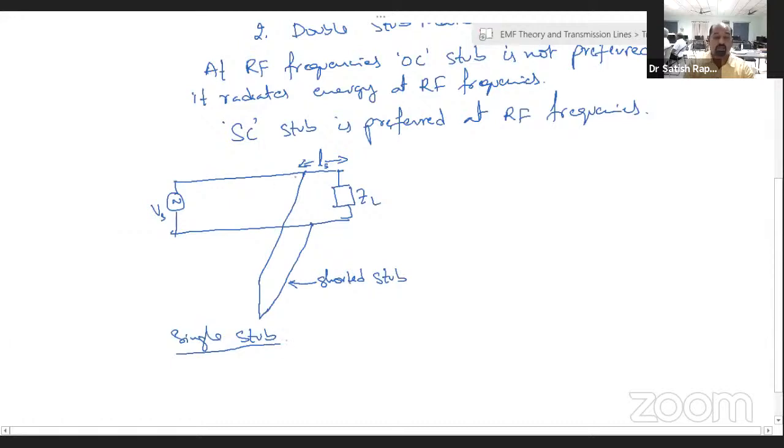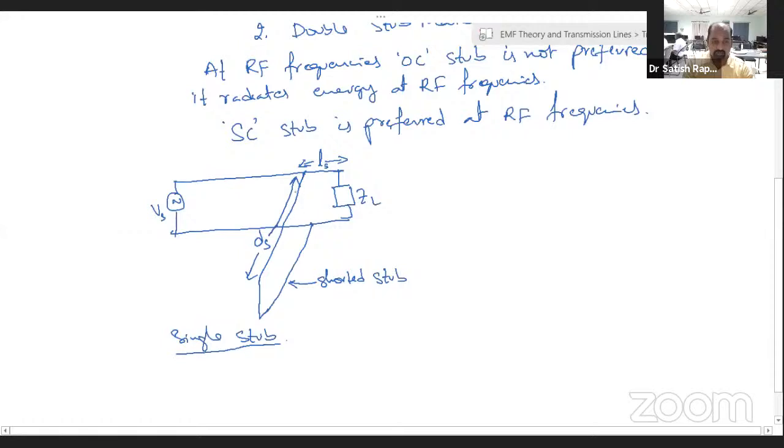And the length of the shorted stub, let us say DS. So the length of the shorted stub is DS, and don't get confused, I'm using different letters here. L is for the distance at which the stub is connected from the load, and D as length, not L as length here.